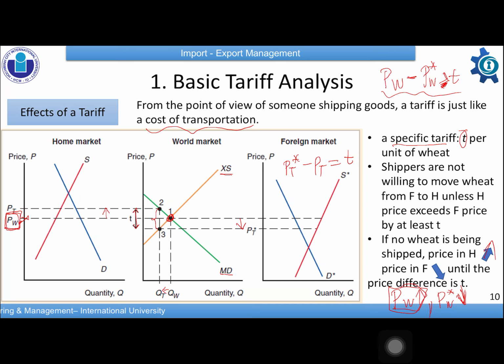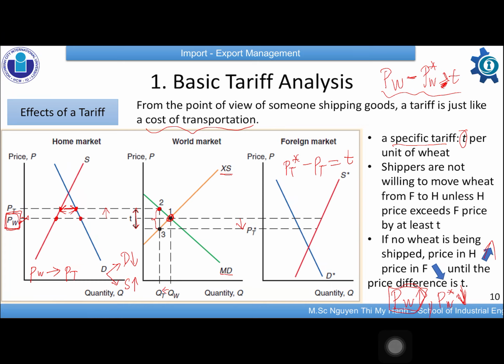You can see when the price in home market goes from PW to PT, what will happen? Demand will decrease and the supply will increase, right? Here supply will increase and demand will decrease. So the gap, the import demand, will decrease to here. The same for the foreign market.